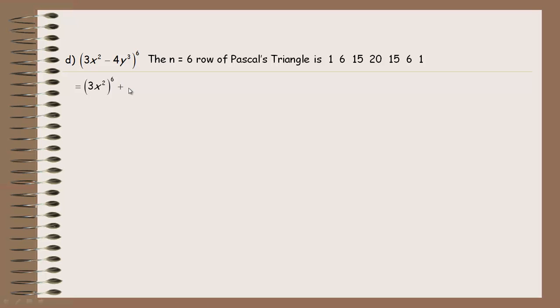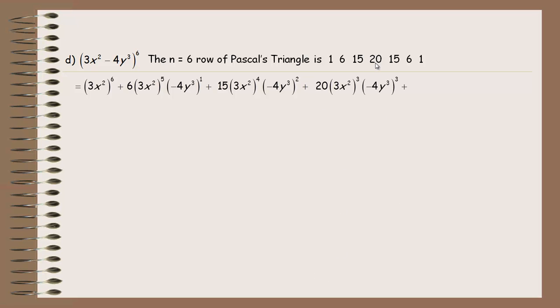Next coefficient is 6. We put a 6 here. And we go 3x squared, and then this reduces by 1, and this one becomes the power of 1. And then we have the 15 next. This becomes the power of 4, negative 4y cubed to the power of 2. Okay, it goes up by 1.